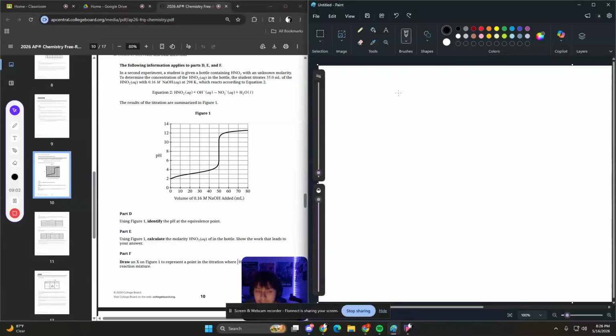Okay, so now using that figure, calculate the molarity of nitrous acid in the bottle. So let's think back to what we're given. We're given that the volume of HNO2 is 35 milliliters. And we're also given that the base that we're titrating with has a molarity of 0.16. So we just need to get the volume of the base that we used from the graph. So where's our equivalence point? We remember it was right here. We go down to the x-axis. We use 50 milliliters of the base.